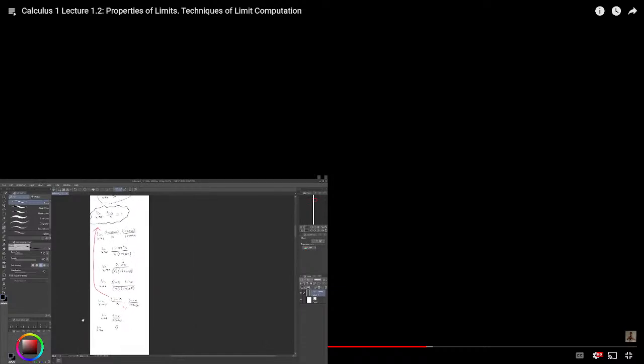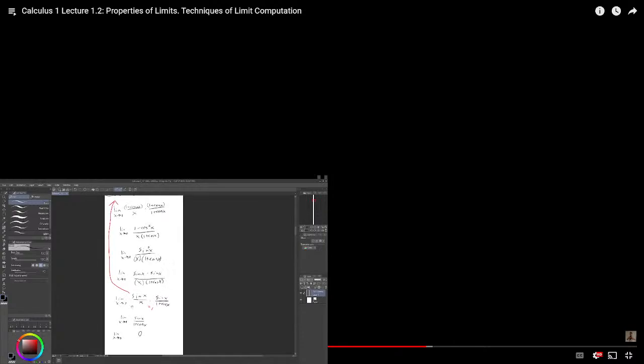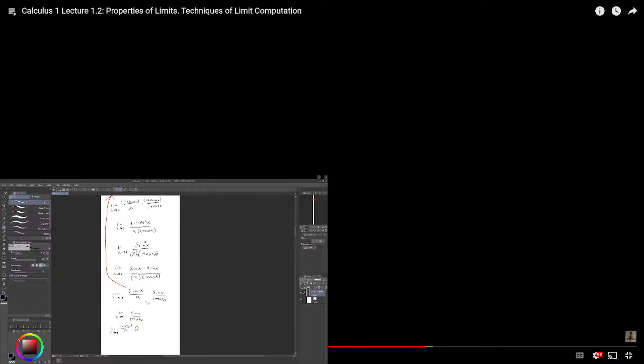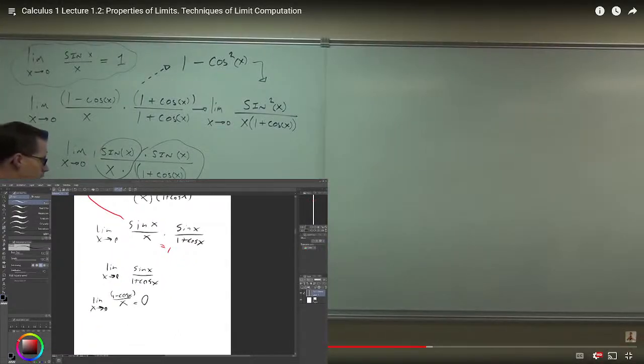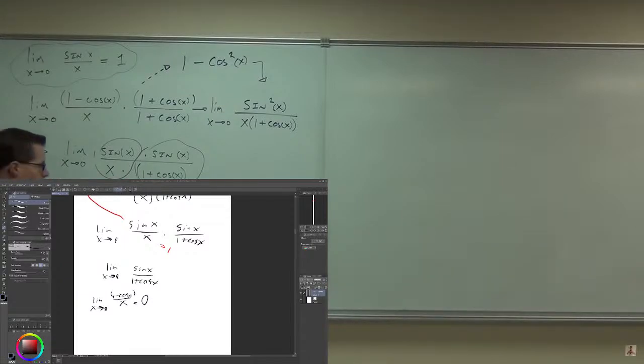And what was the original? The limit of 1 minus cos x over x. So it should be 0, the limit of sine x over x times the limit as x approaches 0 of sine x over 1 plus cosine x.